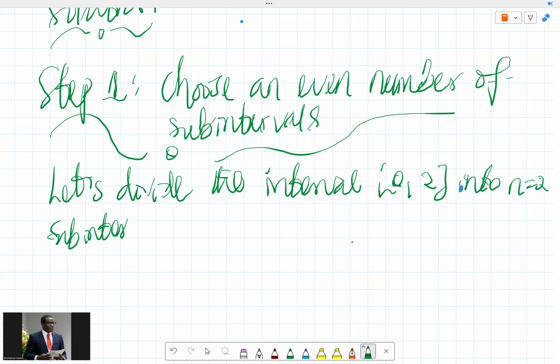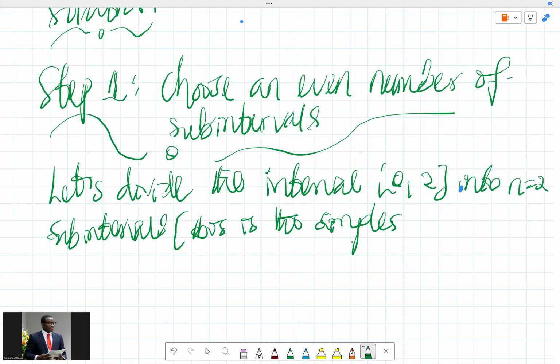Into n equals 2 subintervals. This is actually the simplest case. So we either divide it into 2 or 4. This is the simplest case for Simpson's rule.